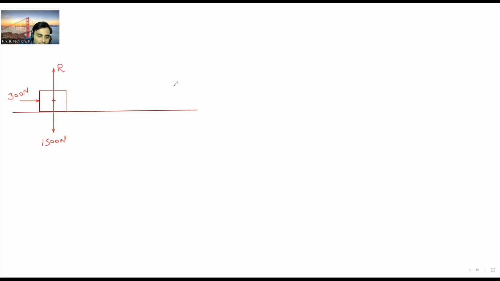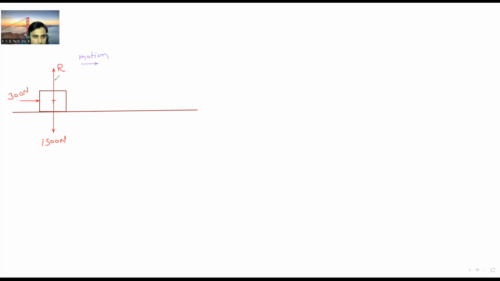2-3 block असले तर R1, R2, R3 लिहायचं. So what is the direction of the motion? Now force is applied in this direction. Okay, so my direction of motion is this one. This is the direction of motion. या direction ला block जाणार.